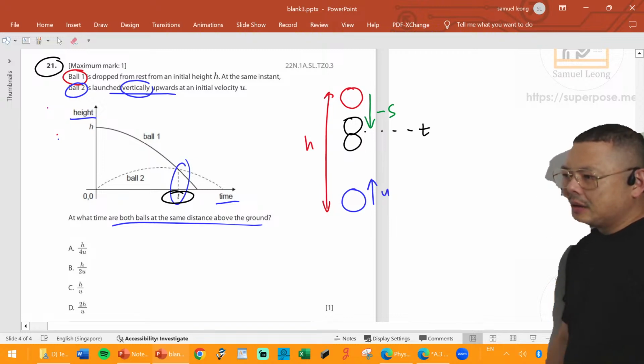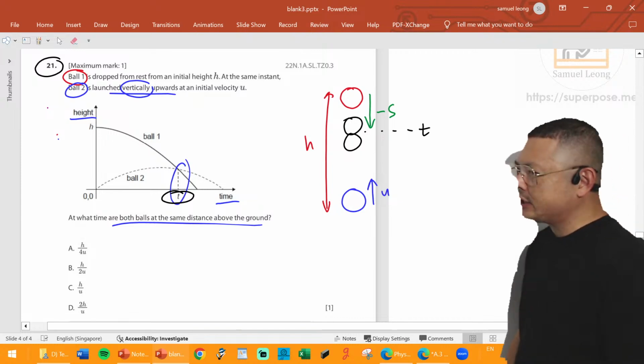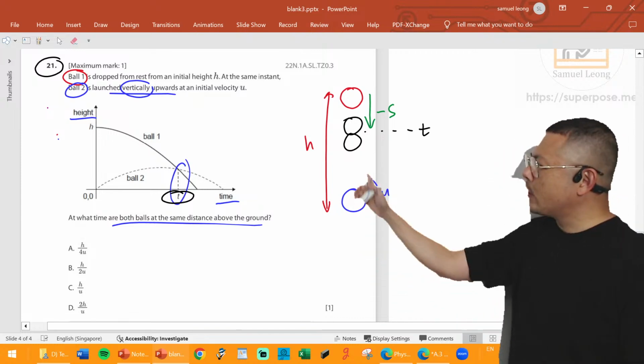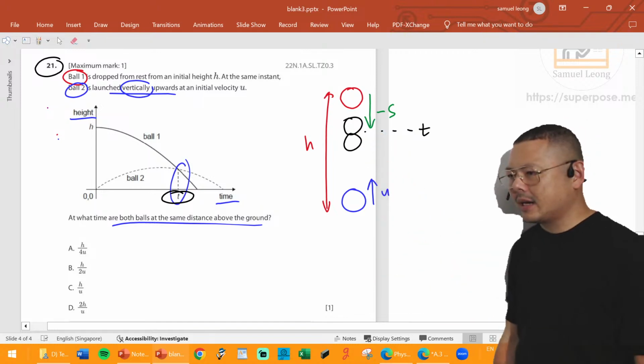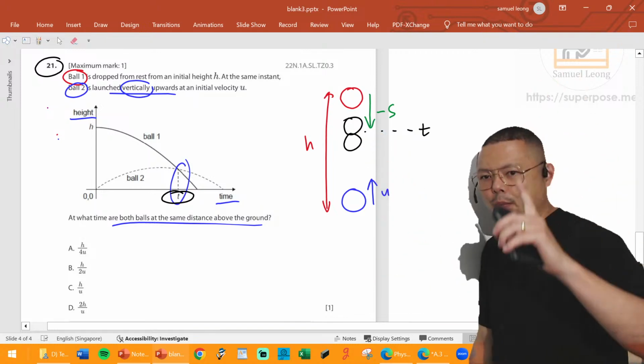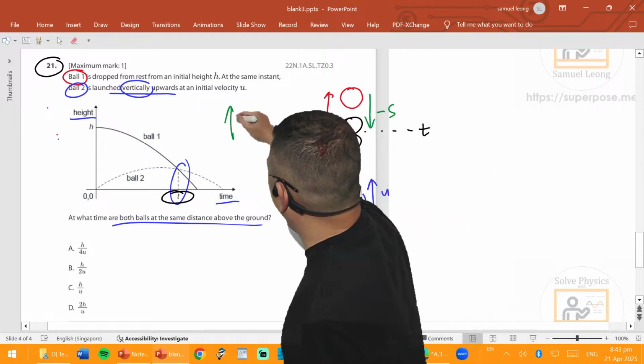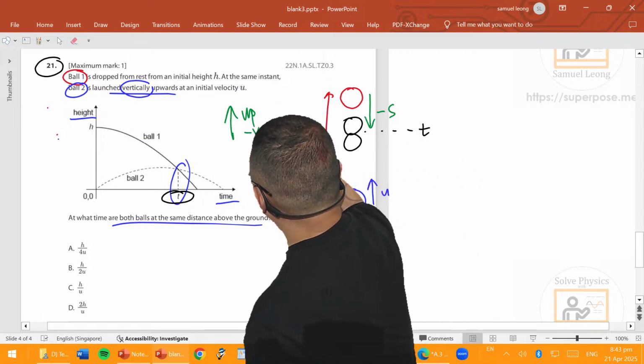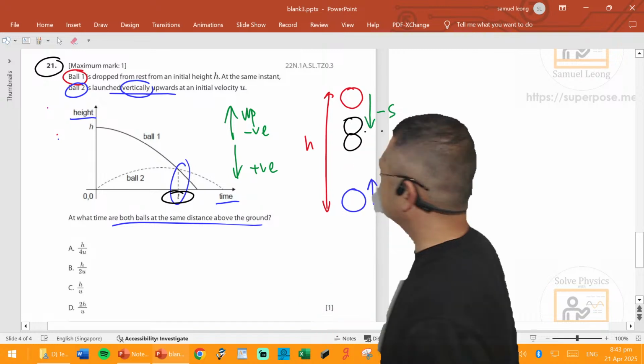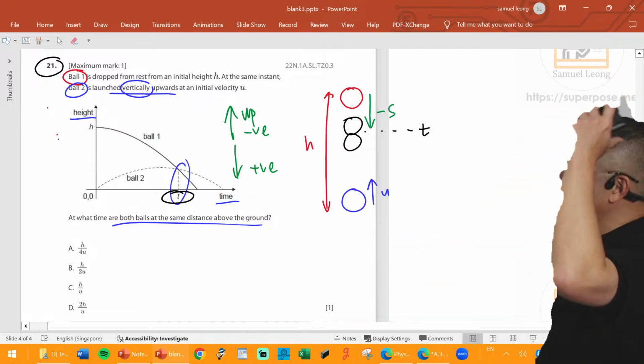Negative. You see, I have to choose one direction to be positive, because one ball is going up and the other one is going down. I better choose one to be positive. So let's take upwards as positive, downwards as negative. So up is positive, and down is negative. I have no choice.